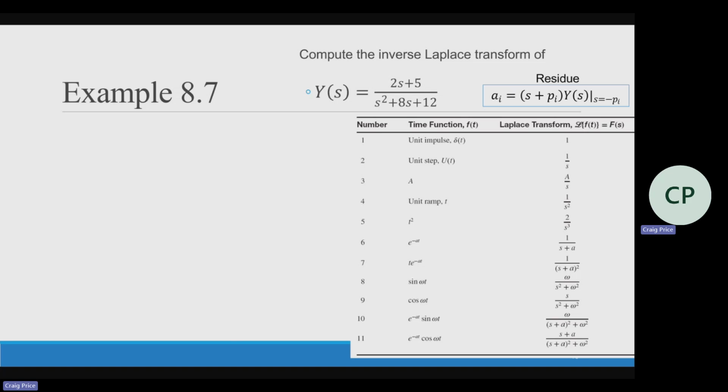I don't remember what the roots are. I don't think I have my notes for this. Oh, you know what? That is nice. Okay.